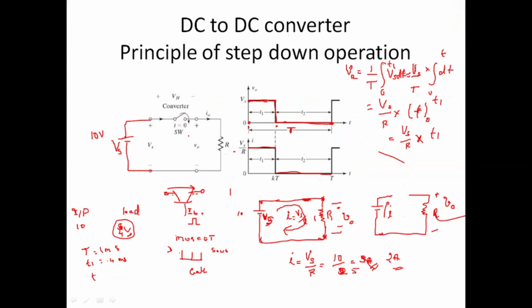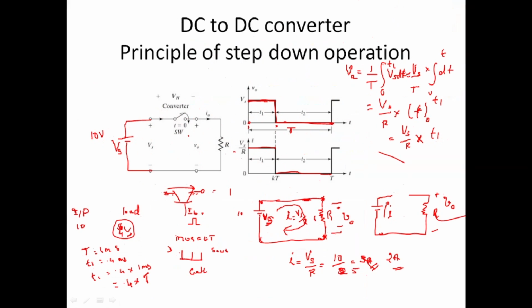I can write T1 is nothing but 0.4 into 1 millisecond. Correct? I can rewrite 0.4 millisecond like this. 0.4 into what is 1 millisecond? T. T is the period of that waveform. So what is this 0.4? In this case it is 0.4, that's the reason I got 0.4 milliseconds. If this is 0.6, I will get 0.6 milliseconds.